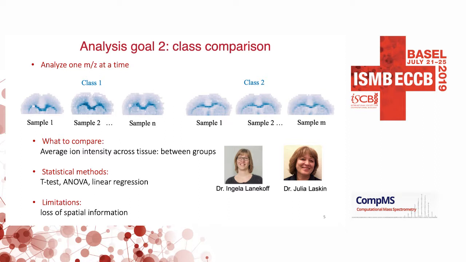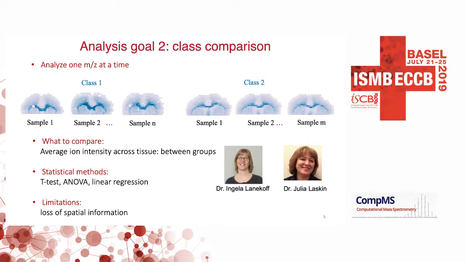In this data, we have two classes, and multiple samples for these two classes. We want to know whether one specific m/z is differentially abundant between the two classes or not. So what should we do? The normal method is to compare the average ion intensity across the tissue between the two classes, and then feed the average ion intensity to statistical methods like t-test, ANOVA, or linear regression.